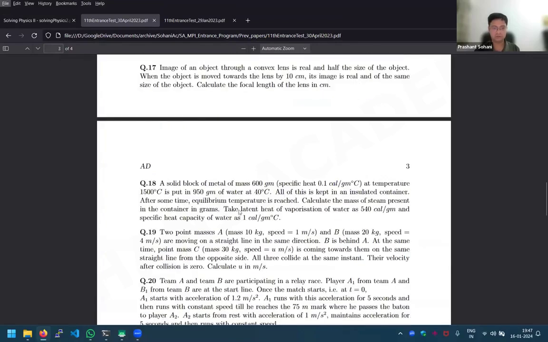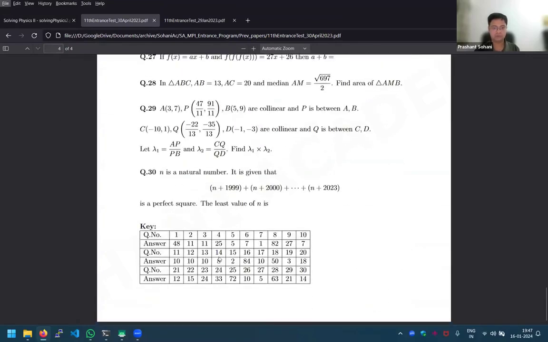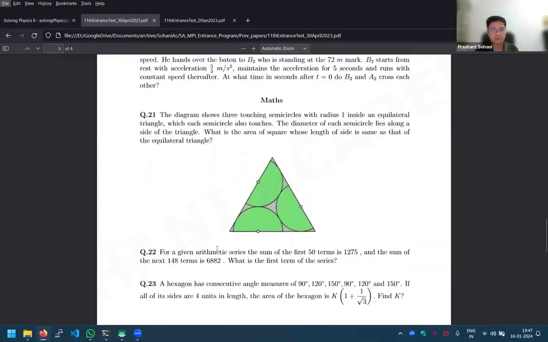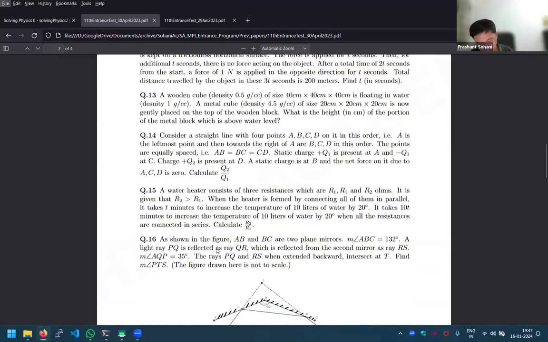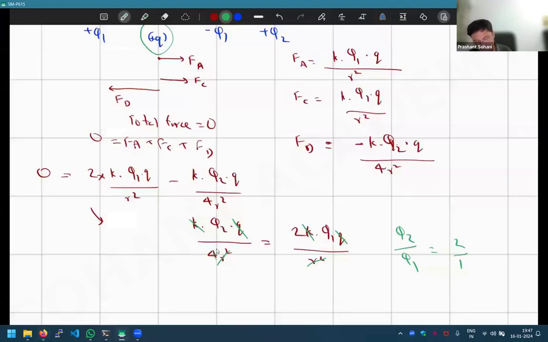Let me check the answer. Oh, the answer is 8. Oh, sorry, I made a mistake in the calculation. I forgot that there is a 4 here. See, I made a mistake. I was in a hurry to finish the problem and I forgot that this 4 term is there.